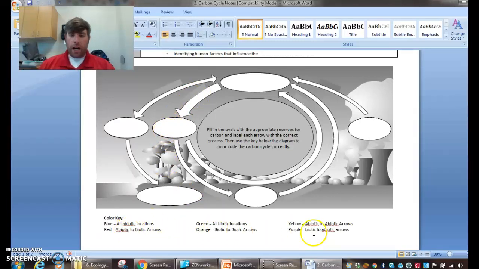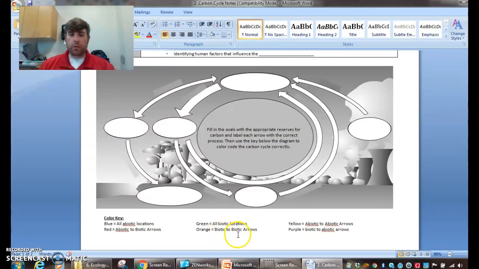There are things at the bottom here that you need to do. So blue are all abiotic locations, so you are going to shade if it is an abiotic location. Red if it's abiotic to biotic arrow. So that means a red arrow is going to be something that moves from an abiotic location to a biotic location. Green are all the biotic locations.